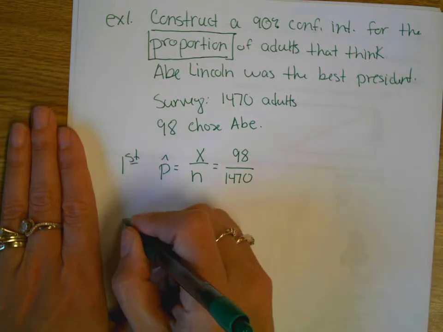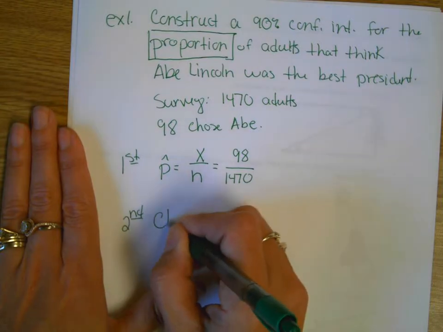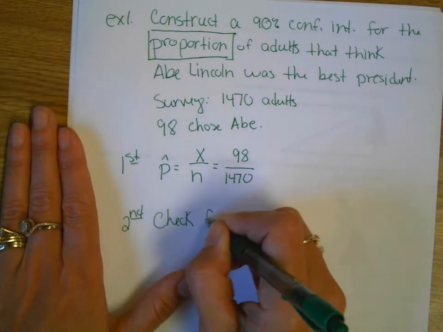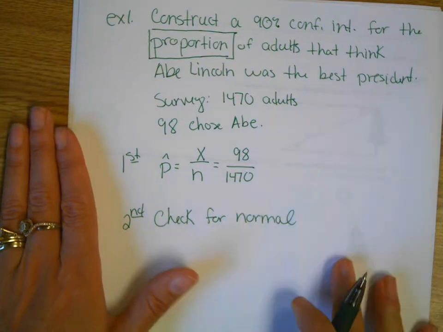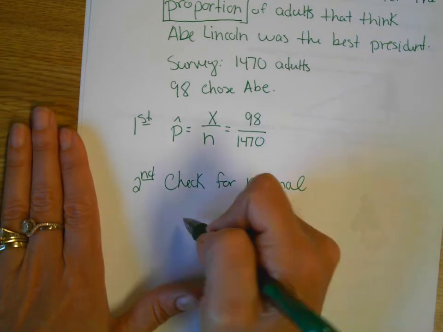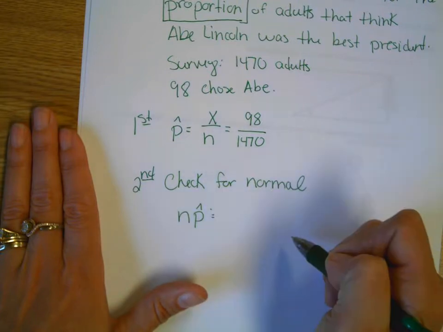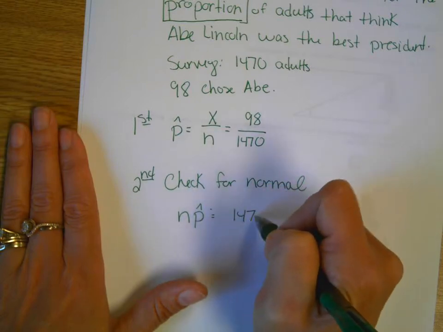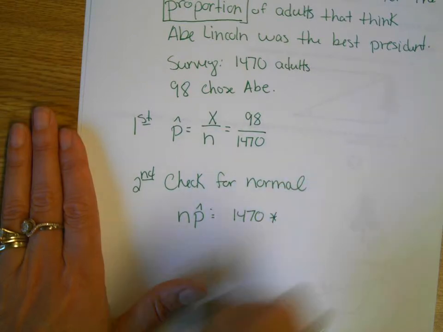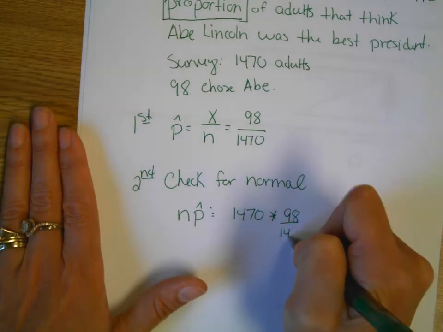So now let's check. Check to see if the sample is big enough. Check for normal. That said, check n times p hat. That had to be greater than or equal to 5. Is q the number of failures? Mm-hmm. So n was 1470, multiplied by p hat. Well, p hat is 98 over 1470.